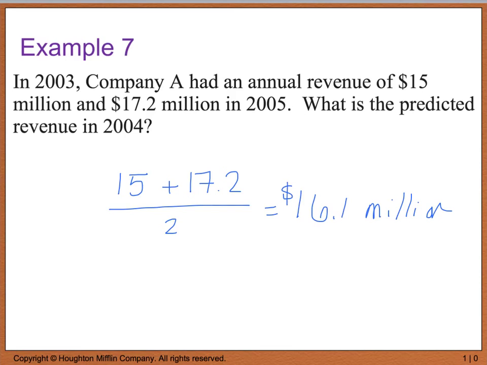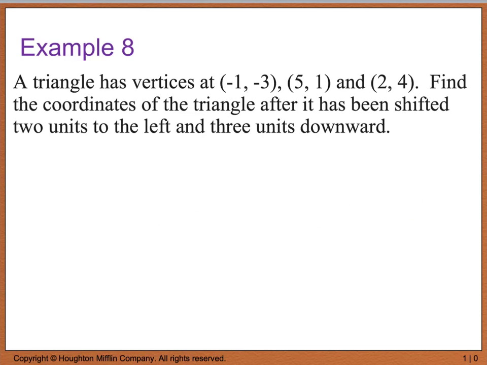So in 2004, we can predict that the revenue was $16.1 million. Now, if you recall from geometry, another thing that we can do with our coordinate points is we can translate them. And if you remember, a translation to the right or upward is a positive translation in the x and y direction, and a translation to the left or downward is a negative translation.